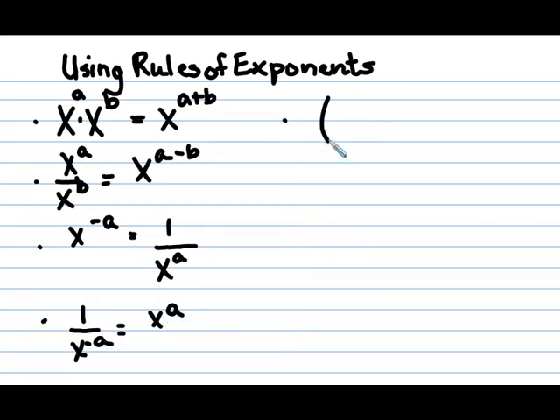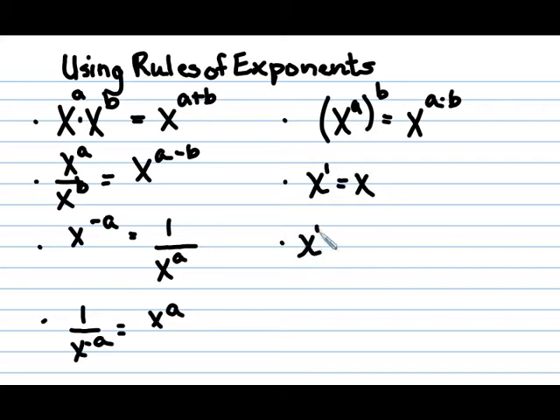Our next rule is a power rule. If I have a base to an exponent raised to an exponent, the rule here is that they multiply the two exponents together. And the other rule is x to the first power is the same as x, and our last rule is x to the 0 power equals 1. So those are the various rules that we use to simplify monomials with exponents.